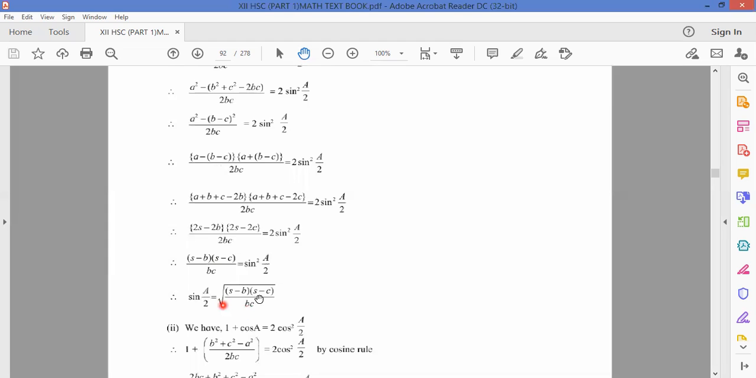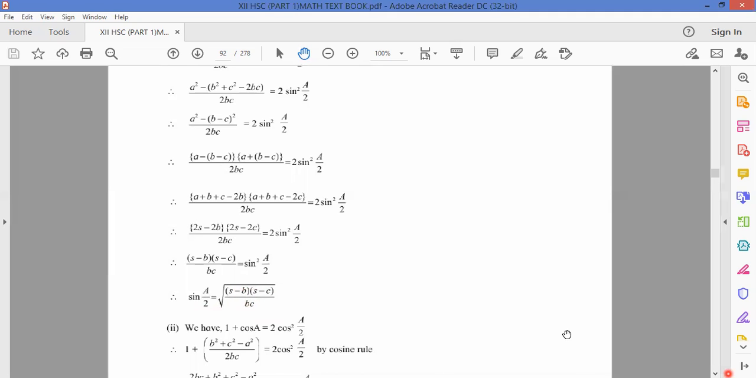So this is the formula. So here how we had learned this formula was here for sine a by 2 expansion. In this square root, there is no a present. Side a is not present. It is in terms of b, c and s. In the numerator s minus b, s minus c. In the denominator b, c product.